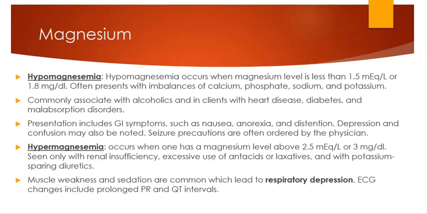Why do we care so much? Because when you don't have enough magnesium, it can cause depression and confusion, but it can cause seizures. It also can cause some very bad GI upset, nausea, and anorexia as well. Hypermagnesemia is one of the ones that I worry about more than the hypo. Yes, they're both bad. Don't get me wrong, because I don't want them to have seizures.